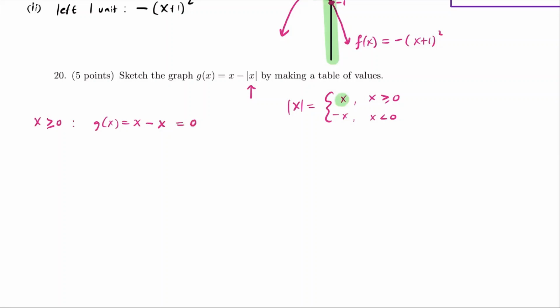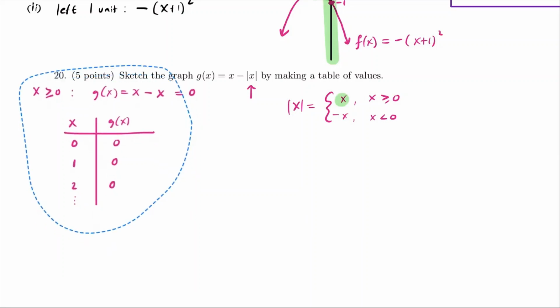And if you make the table of values for x greater than 0, you pick values for x, and you'll get your g of x values. So we're starting from 0, then 1, 2, and so on. When x equals 0, g of x is 0. When x equals 1, g of x is still 0. When x equals 2, it's 0. It's a constant function at 0. All right, so that's for when x is greater than 0.